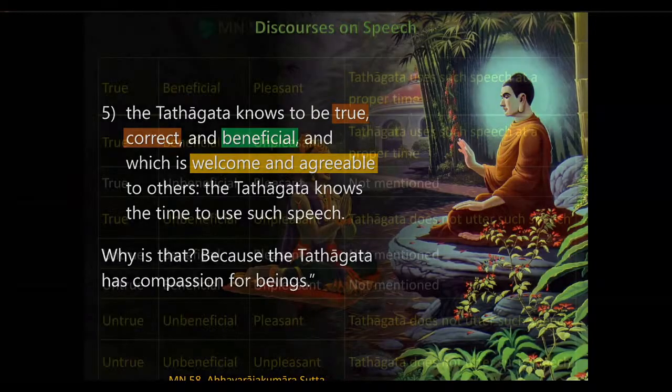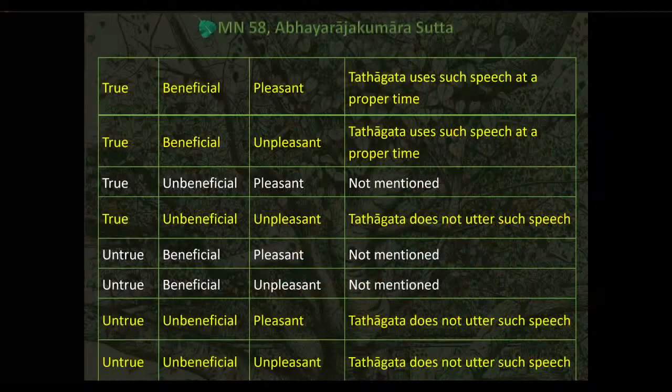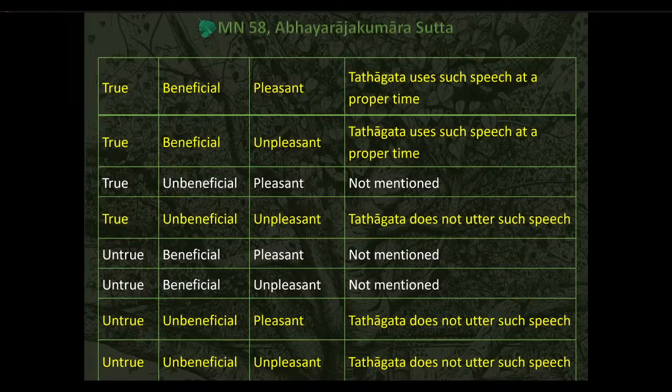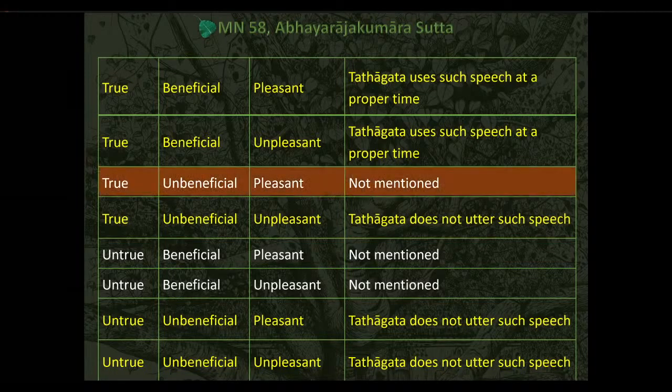So based on these three factors, we have a total of 8 combinations, right? But the Buddha only mentioned 5. So going by the principle of right speech adopted by the Tathagata, can you tell whether these three others are worth saying? First one is this: true, unbeneficial, and pleasant. Obviously, right, still not worth saying.